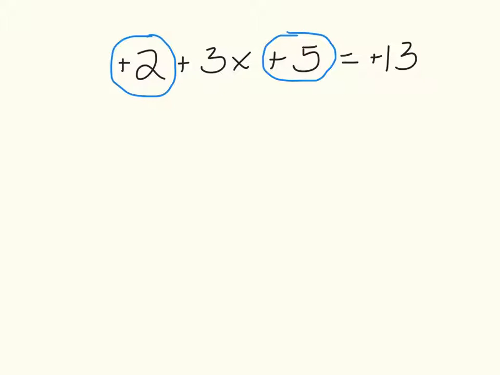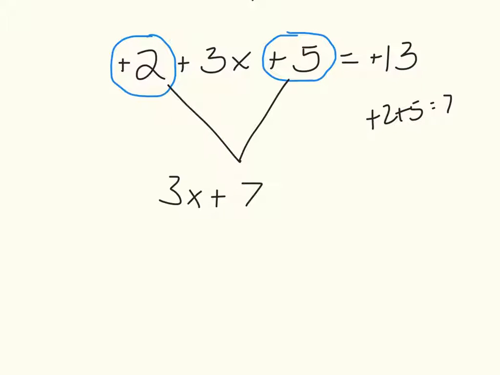This is really basic right here. I've got positive 2 and positive 5. Those can just combine together. What is positive 2 plus 5? Well, positive 2 plus 5 is 7. And so now I'm going to rewrite my problem. I'm going to write 3x plus 7. Those two numbers combine to make 7.